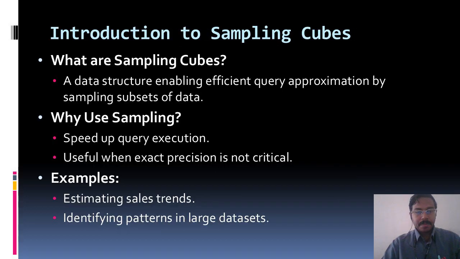Let's move on to sampling cubes. These are special data structures that allow us to approximate query answers by working with only a sample of the data instead of the full data set. The main idea is that sometimes we don't need the exact answer. A close estimate is enough. For example, if we want to see a sales trend, we can use a sample subset of transactions to get a good picture without analyzing every single record.